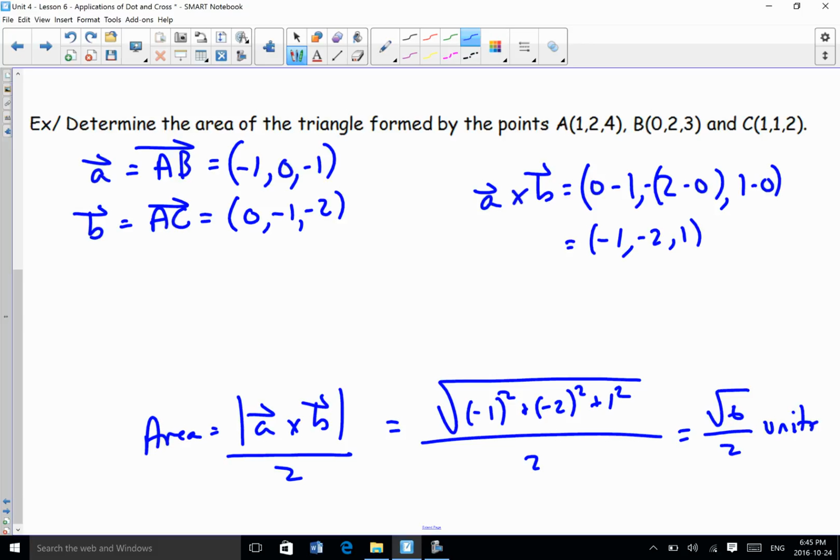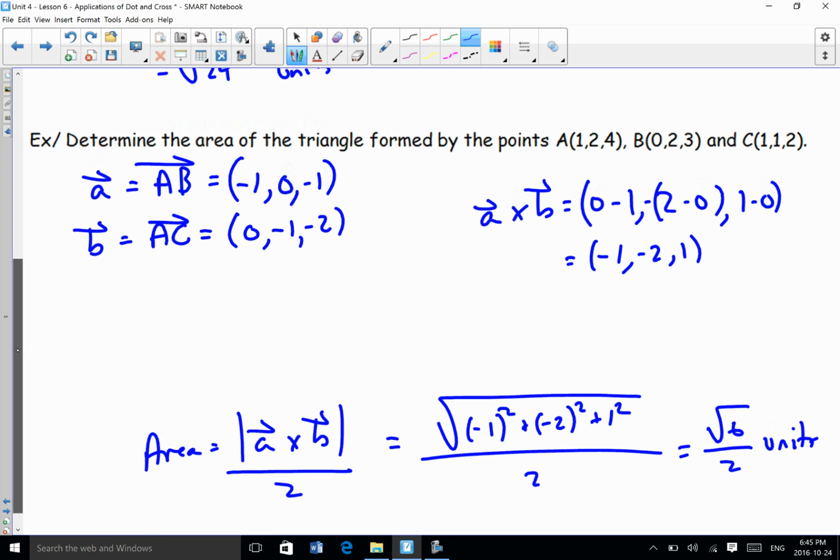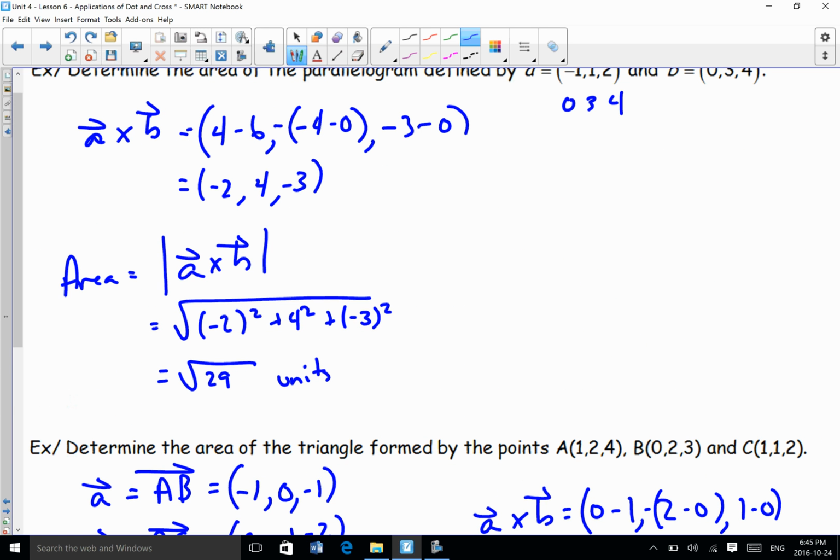Okay, and there's some simple applications of dot products and cross products. In particular, the two formulas you want to know are the ones that go with the parallelogram and the triangle.